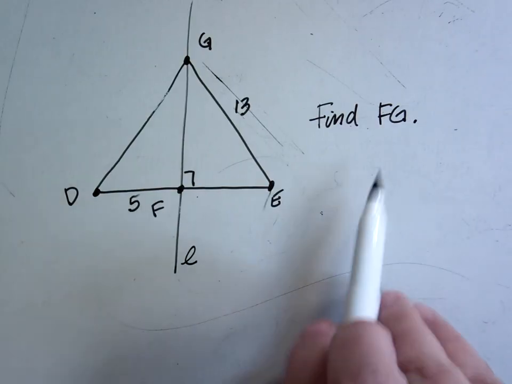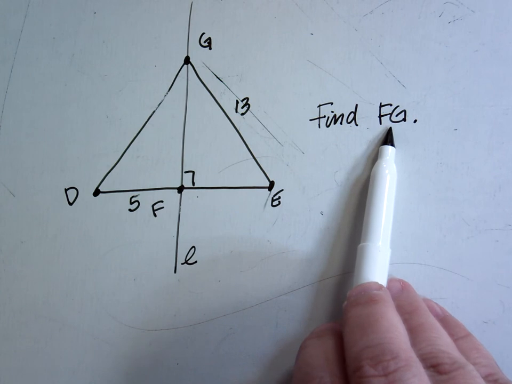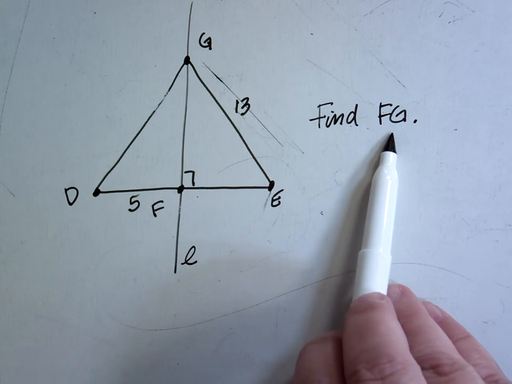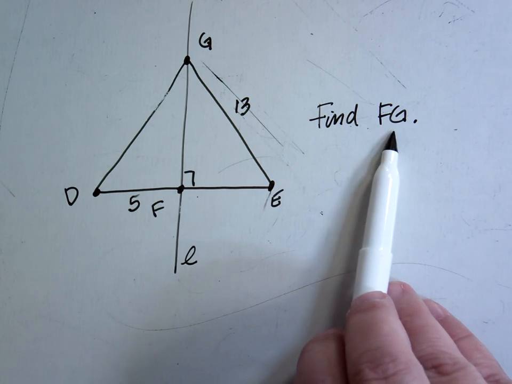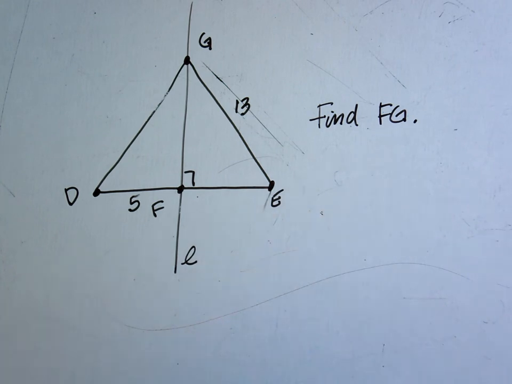First of all, if you're asked to find the name of a segment and there's nothing over the top, that means the length of FG. Anytime you see the name of a segment and there's nothing on top of it, that means the length of that segment. Or you could call it the distance between F and G, same idea. So I'm supposed to be finding the distance between F and G. Think about how you do that.